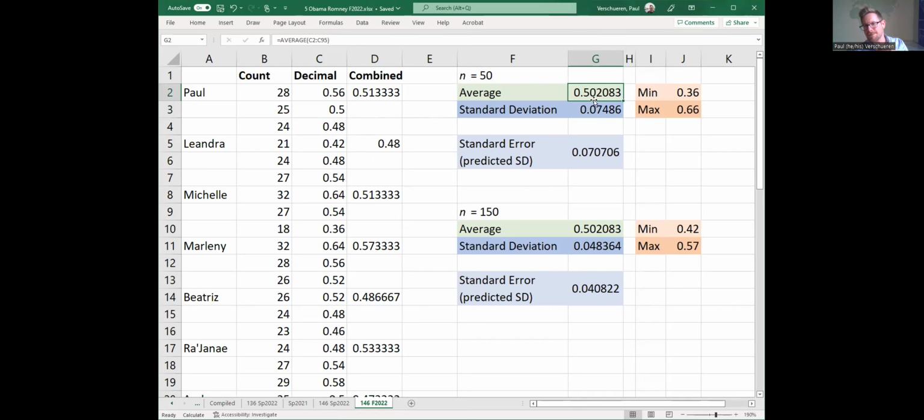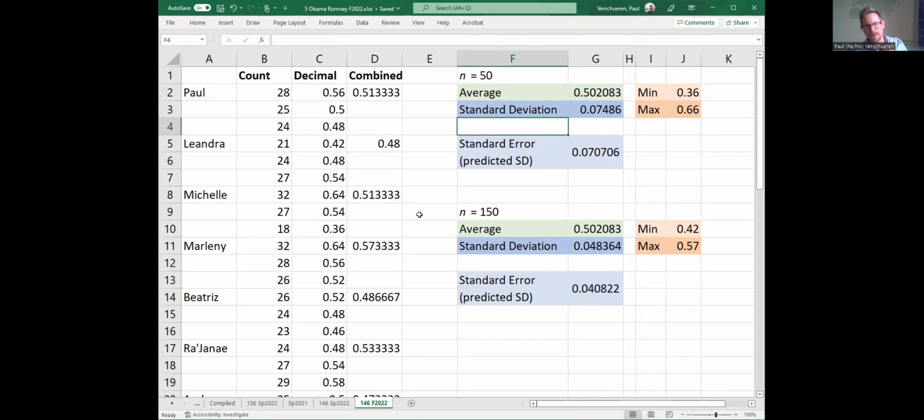So if I kept doing this for years and years and years with all my classes, this should come to an average of 0.502. And this is where I'll point out now, note that this is the actual standard deviation of these decimals here. And our prediction for standard error is really close to that, 0.071 versus 0.075. Those are very similar numbers.